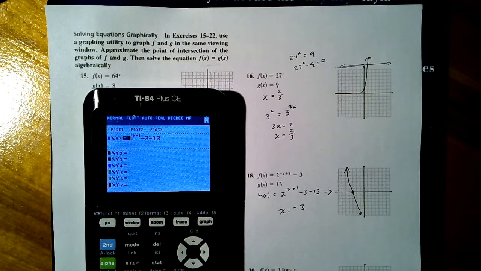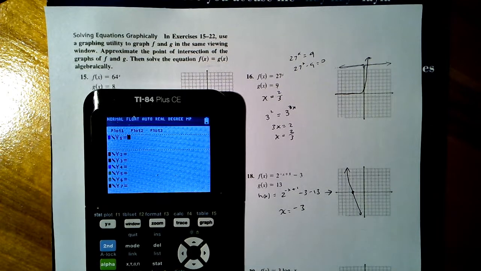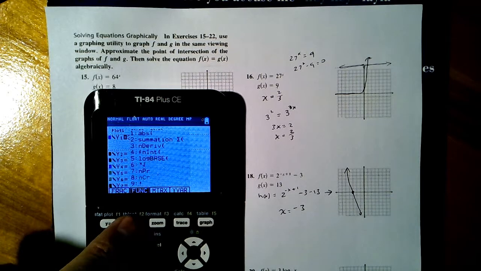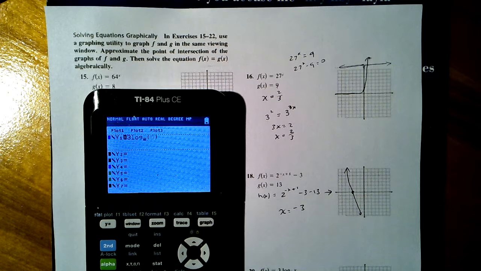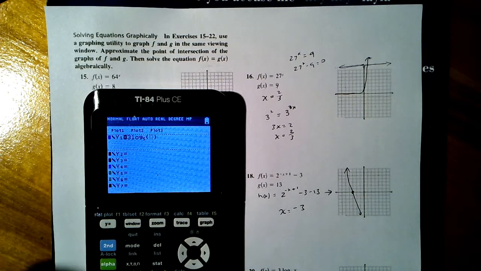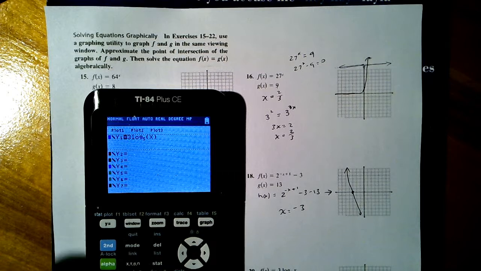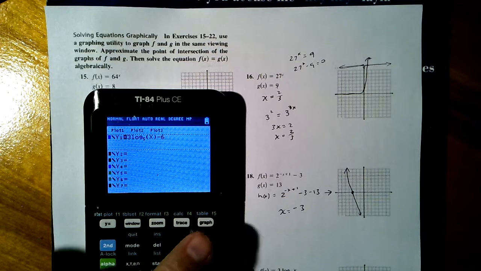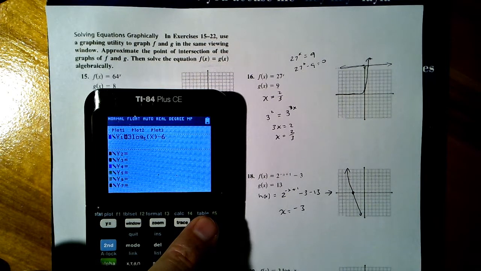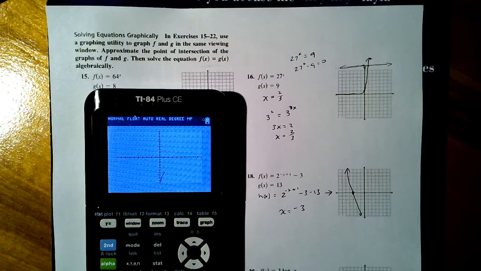Okay, y equals, clear, 3 log base 5 of x, subtract the second function, minus 6, and now graph. I'm in Zoom Standard.